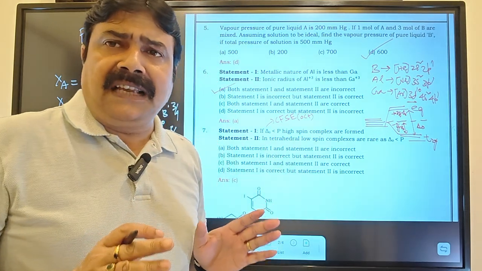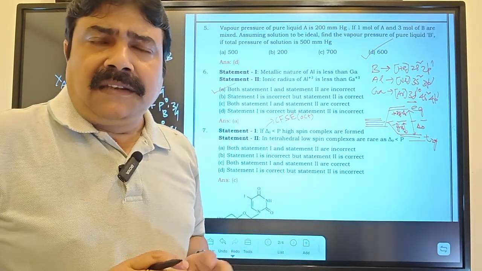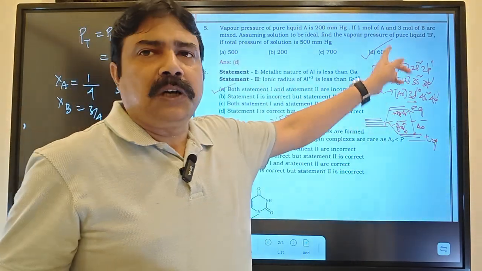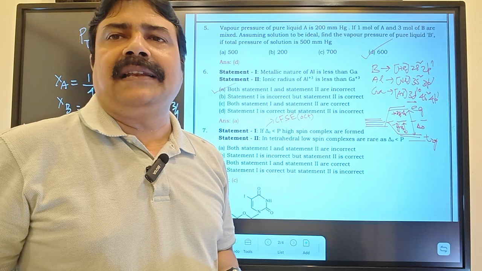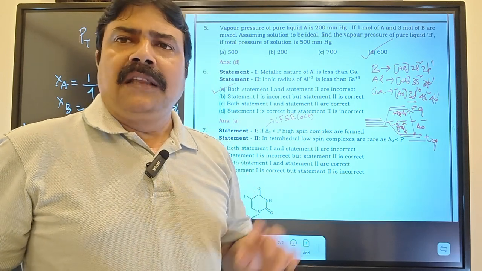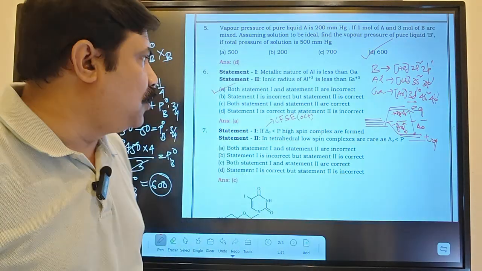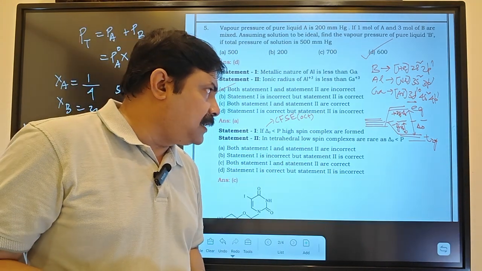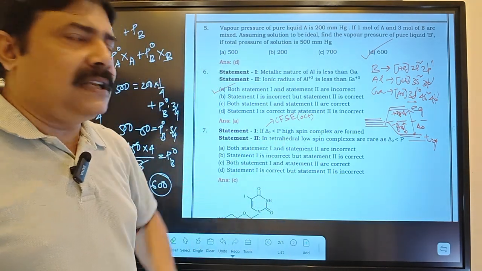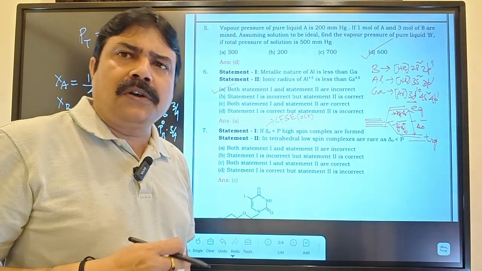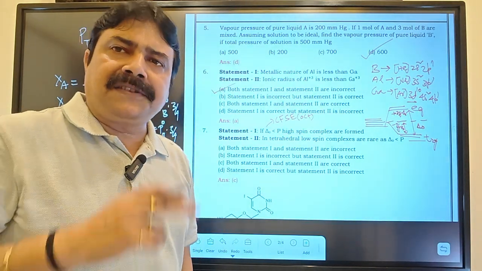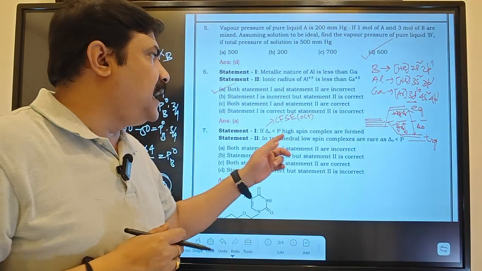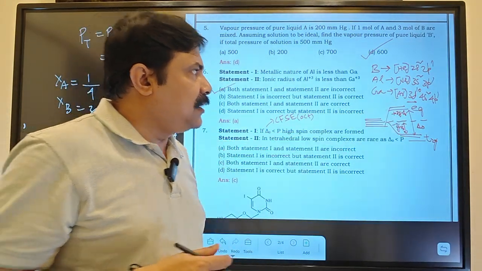But if CFSE is less than the pairing energy, then what will happen? There will be no pairing, electrons will fill up 1 1 1. That's why the tendency to get unpaired electrons will be more, so the high spin complex tendency will be more. That's why statement 1 is correct. But in tetrahedral, low spin complexes are rare because pairing energy is high. Pairing energy high means there will always be a tendency for electrons to fill up 1 1 1. That's why there is a chance of high spin complex, because in tetrahedral complexes the situation is reversed.